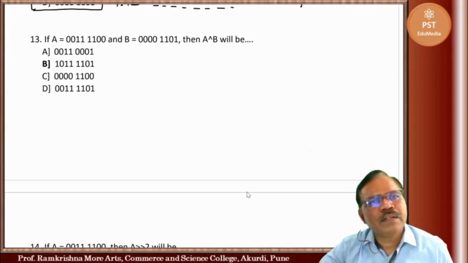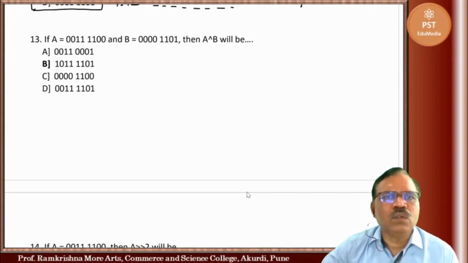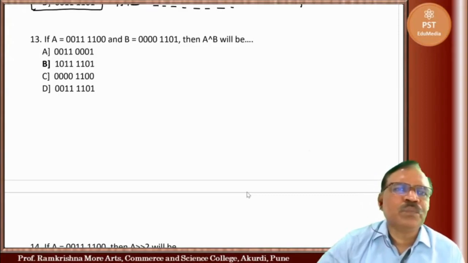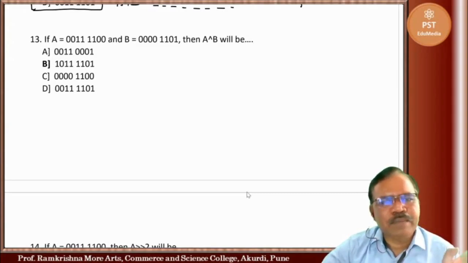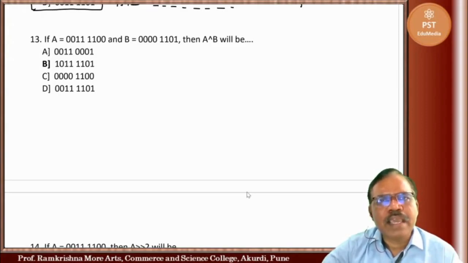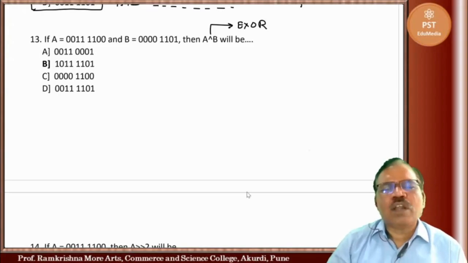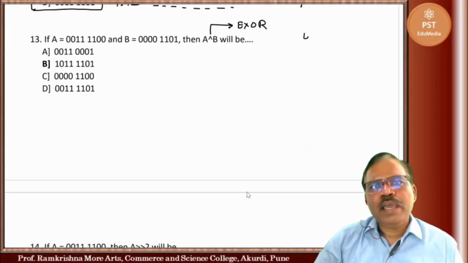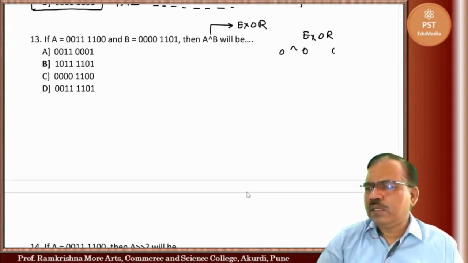If A equal to 0, 0, 1, 1, 1, 1, 0, 0 and B is equal to 0, 0, 0, 0, 1, 1, 0, 1, both are 8-bit binary numbers. Now this symbol is used for XOR. So A XOR B will be. Now XOR means here 0 XOR 0 gives you 0.